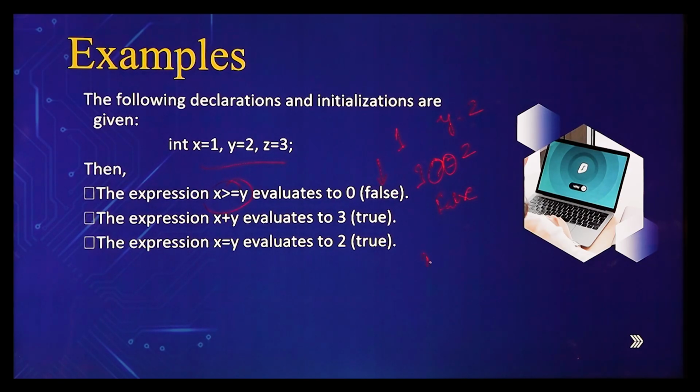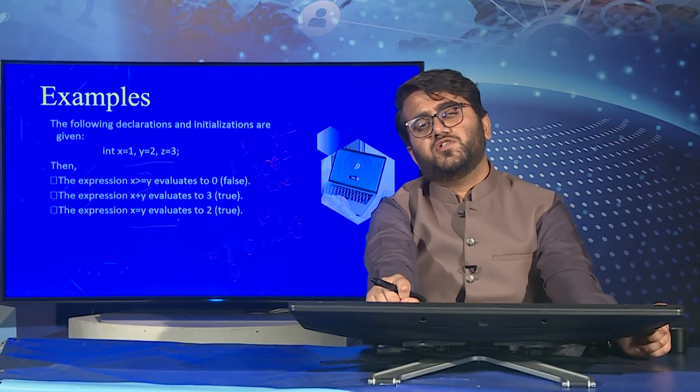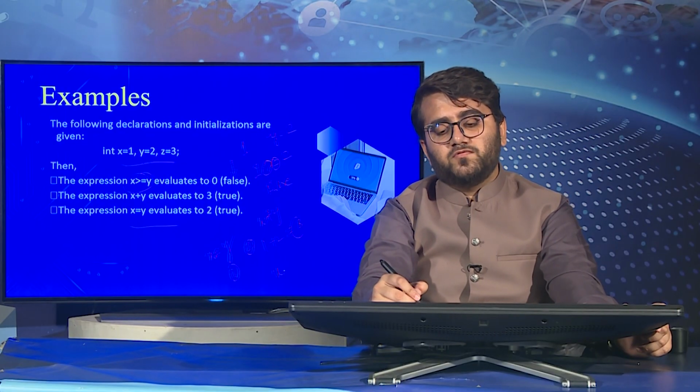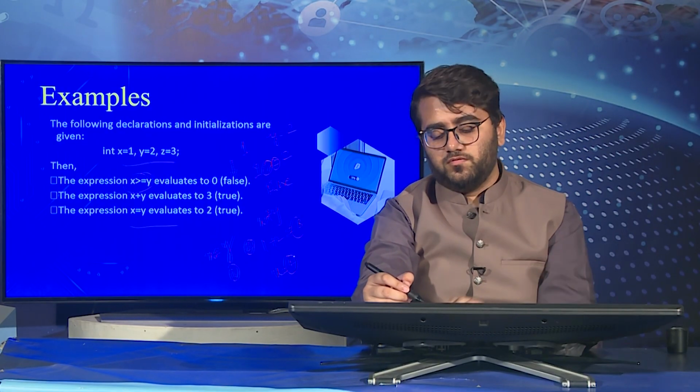x + y would just add both variables together. So, x has the value of 1, y has the value of 2, so it would just give us a result of 3. x = y would just replace the value of x with y. So, y is having the value of 2 and x is having the value of 1. When this expression is evaluated, then x would be having the value of 2 itself.